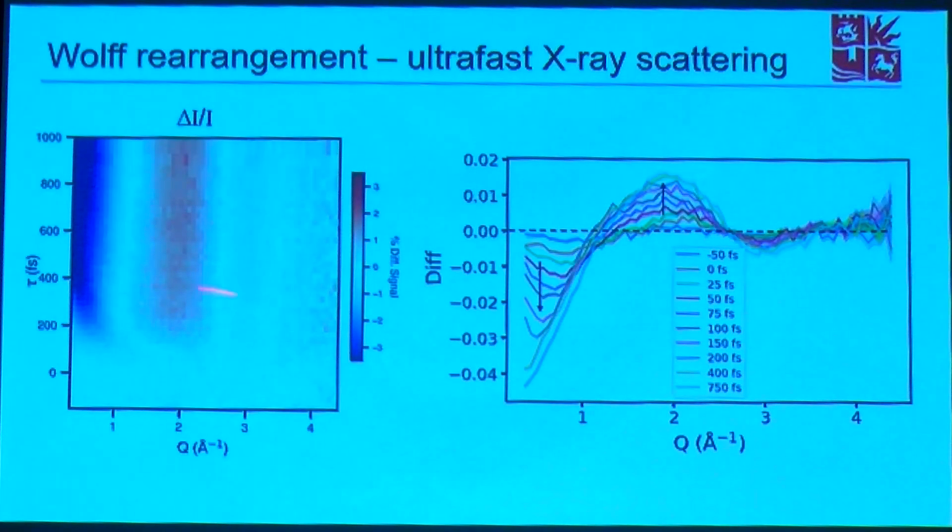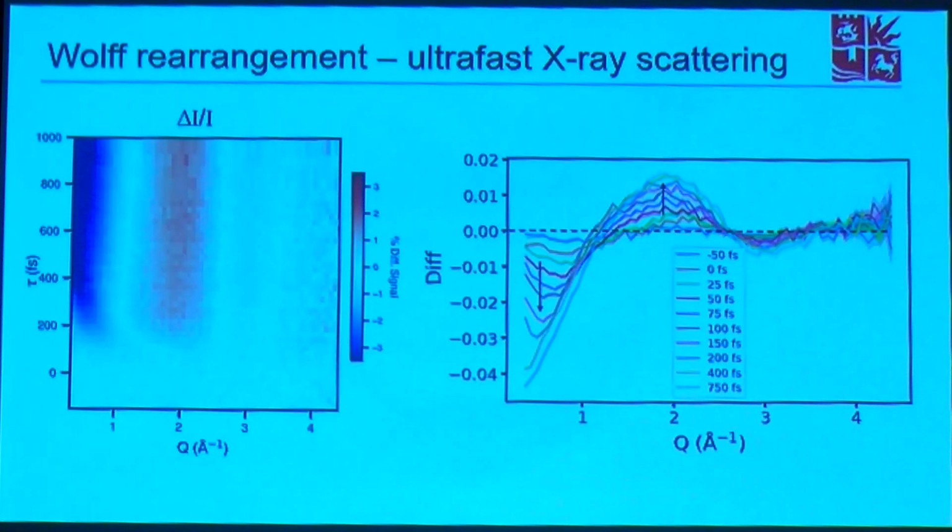So perhaps easy to see on the screen, these are lineouts. These are cuts through this data set at different time delays, plotted in different colors, and the black arrows are showing you the evolution of the scattering in the system. So you can see that this deep blue feature here is developing at small q, and this feature is growing in at larger q as this red feature here. So that's the experimental observable.